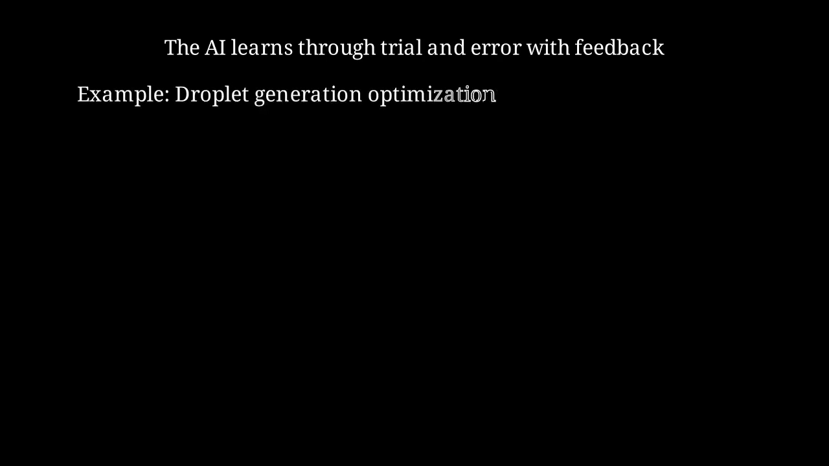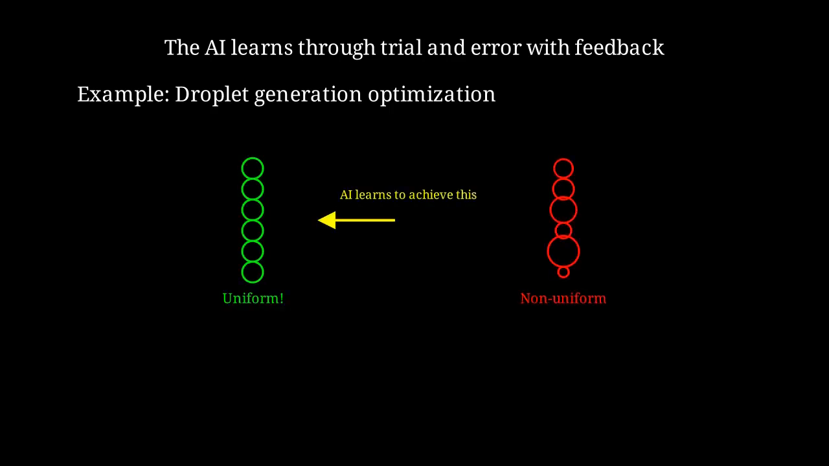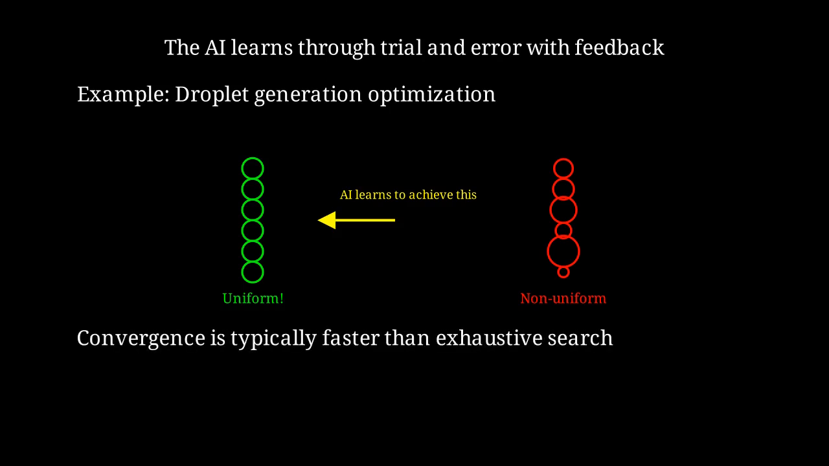A concrete example is droplet generation in microfluidics. The goal might be to produce uniform droplets of a specific size. The AI adjusts flow rates and observes droplet size distribution, learning which settings produce the most uniform droplets. The AI receives high rewards when droplets are uniform and low rewards when they vary in size. Over hundreds of trials, it learns the precise combination of oil flow rate, water flow rate, and surfactant concentration that produces perfect droplets. Reinforcement learning converges much faster than exhaustive search. Instead of testing all combinations, the AI intelligently explores regions of parameter space that show promise, dramatically reducing the number of experiments needed.